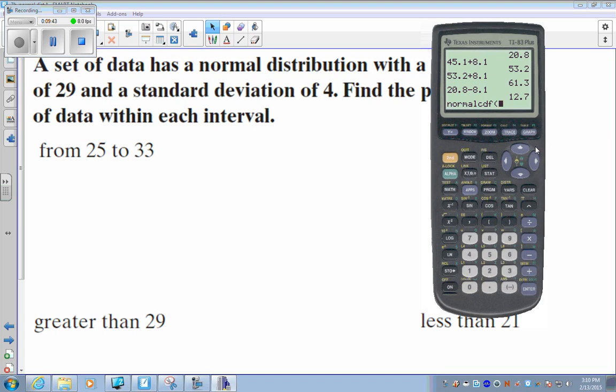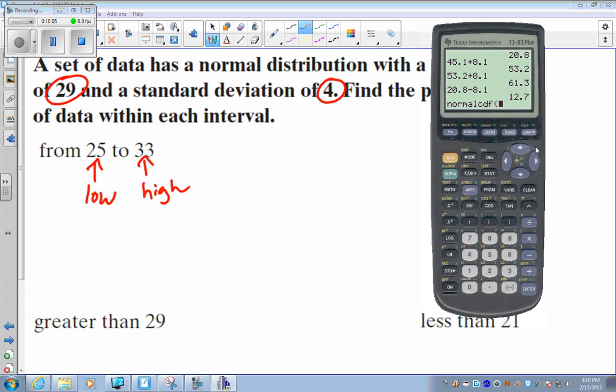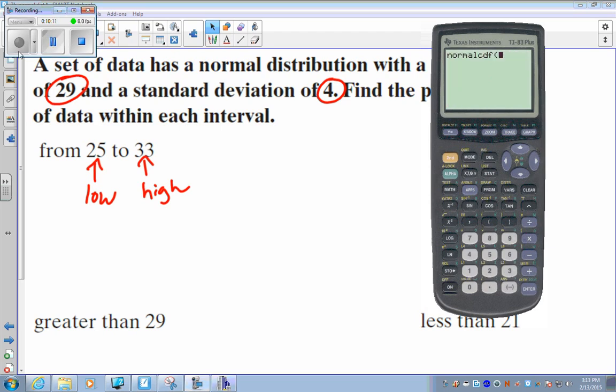Well, the lowest number is, we're doing from 25 to 33. If we start with this example, the low is 25. That's the lowest number. Highest number is 33. And then the mean first, mean, and then standard deviation of 4. So what we're going to do is we're just going to enter this into the calculator. When I enter it in the calculator, you always go low first, comma, high number, comma, the mean, comma, and standard deviation.